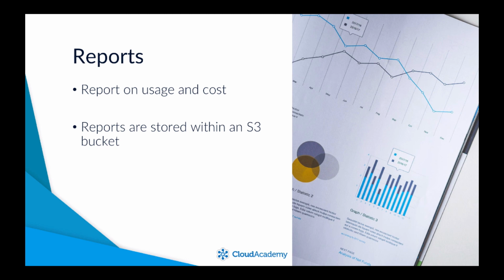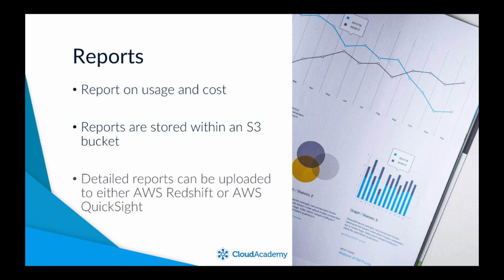You must ensure you set the correct level of permissions on this S3 bucket, ensuring only those requiring access can access it. Discussed previously in this course, this can be achieved by IAM policies, S3 bucket policies, or S3 ACLs. These detailed reports can be uploaded to either AWS Redshift or AWS QuickSight for further analysis by business intelligence applications to gain further insights into your usage and cost patterns.